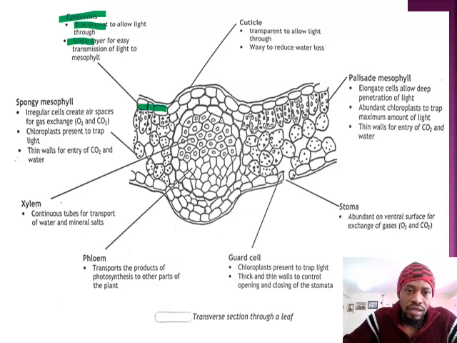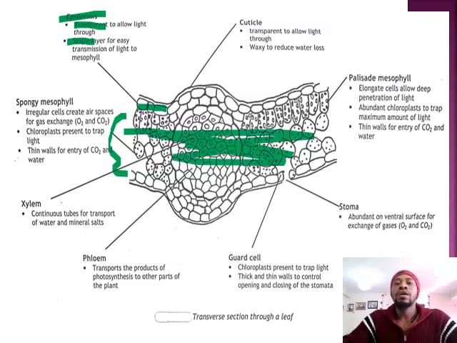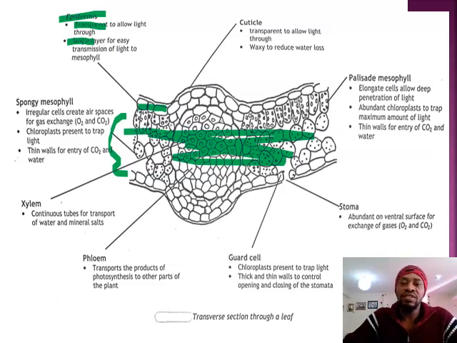Now, we have two types of mesophyll here. We have this layer called the mesophyll, this whole environment here. This part is made up of tissue. Remember, the leaf itself is an organ. So organs are made up of tissues, in turn made up of cells.